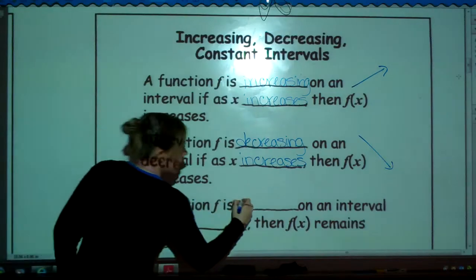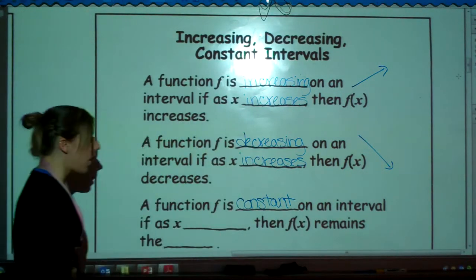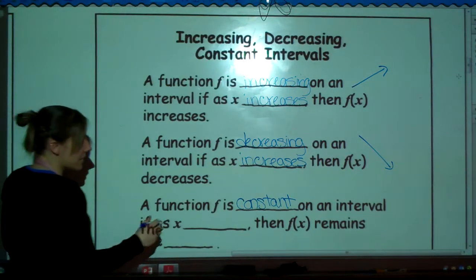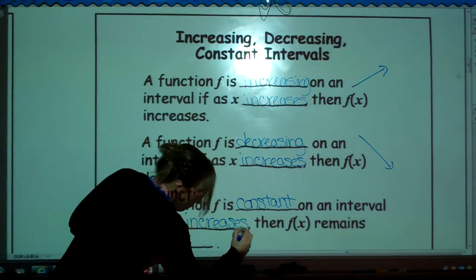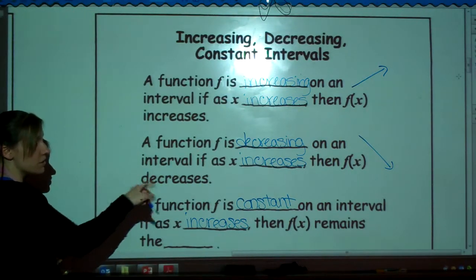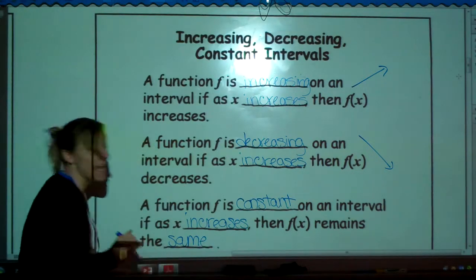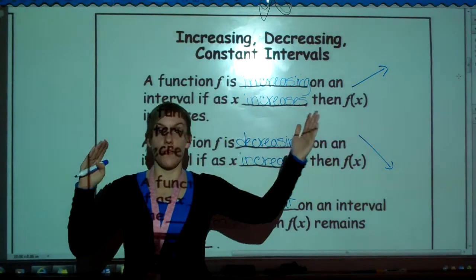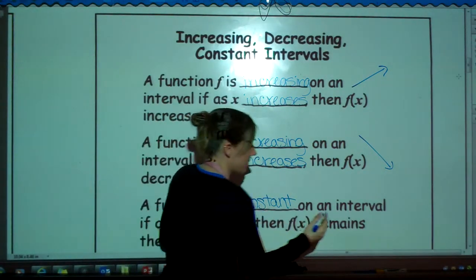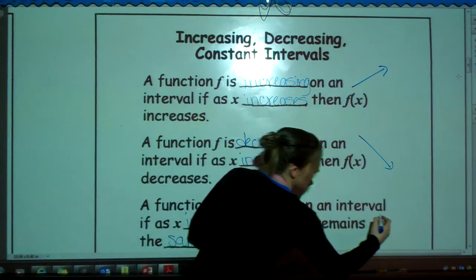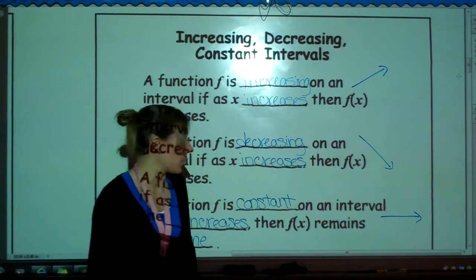A function is constant on an interval if as x increases, then the function f of x remains the same. Okay, so that means as you're going from left to right, it's not going up and it's not going down, it's just staying straight. Okay, so that would look something like that. That's constant. It's not going up or going down, okay?